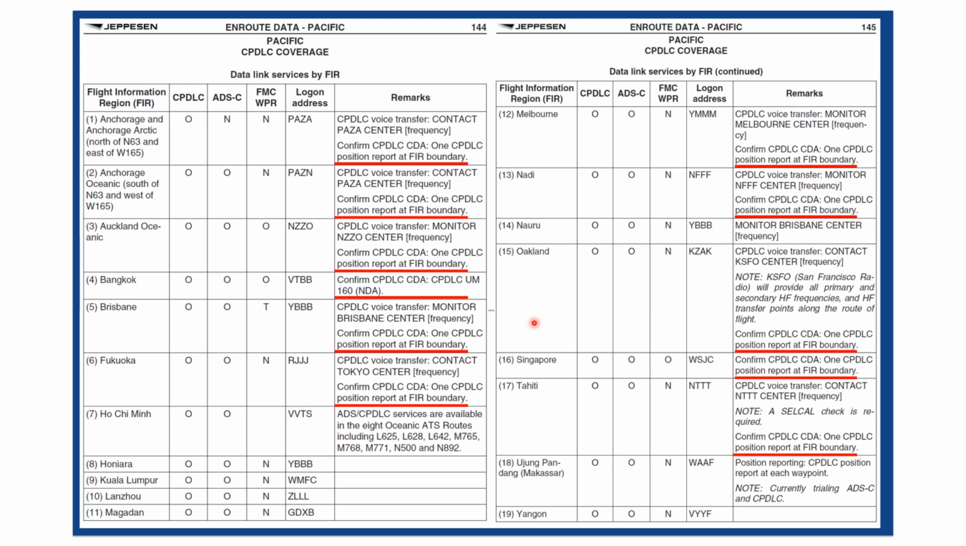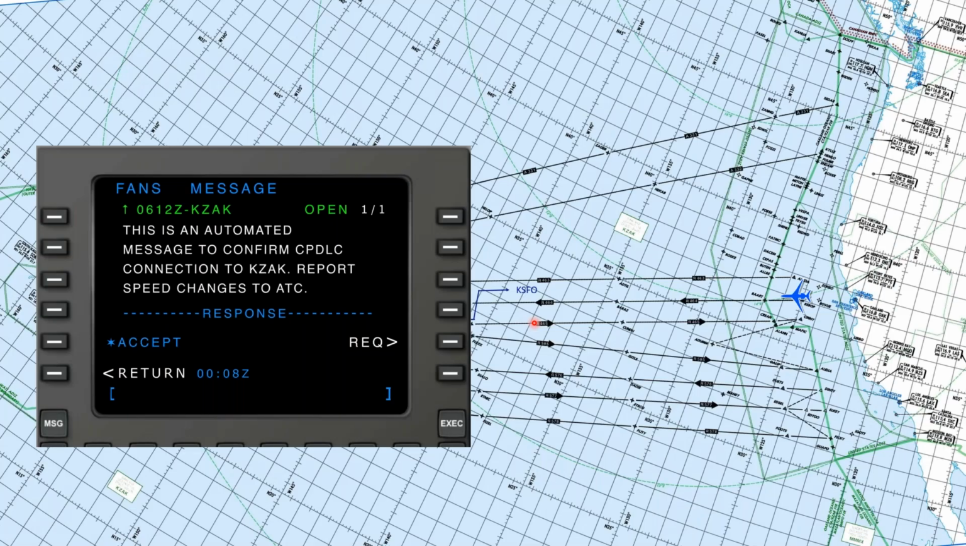So it is a very real requirement, and they want to do it because they want to confirm communication. So I'm going to show you how this is done and how it's done easily. And I'm going to start with Oakland.